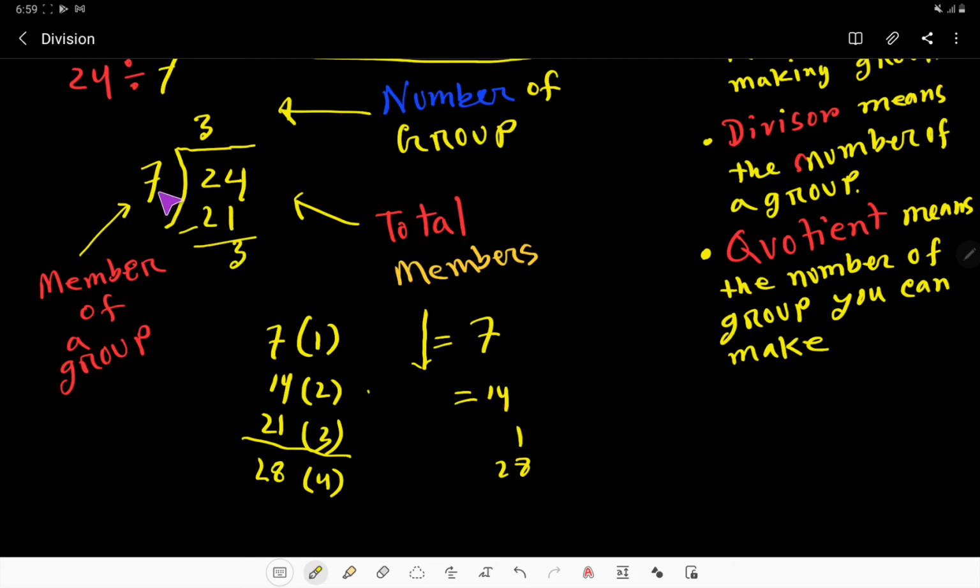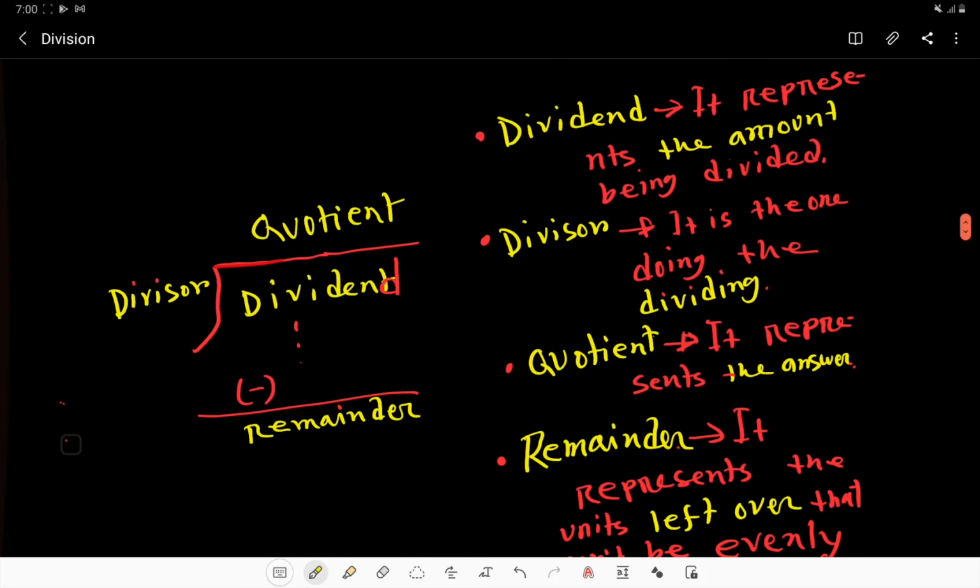This 7 doesn't go into 3 because 7 is greater than 3. So 3 is the remainder here, and this remainder will come to the top. So we get quotient 3, remainder 3. This is the result. Look here, this is the ideal representation of long form of division. The divisor will divide the dividend and give the quotient, and sometimes we will get a remainder.